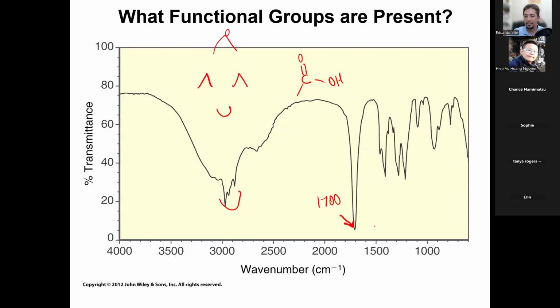What else? Well, I don't know. Look at these weird peaks over here, right? What could that be? I don't know. All we know is that we have enough evidence to say for sure we have a carboxylic acid. So we can kind of not pay much attention to the rest.